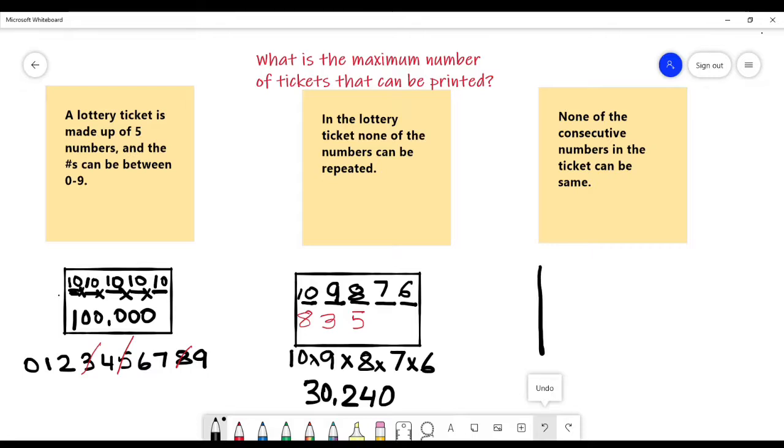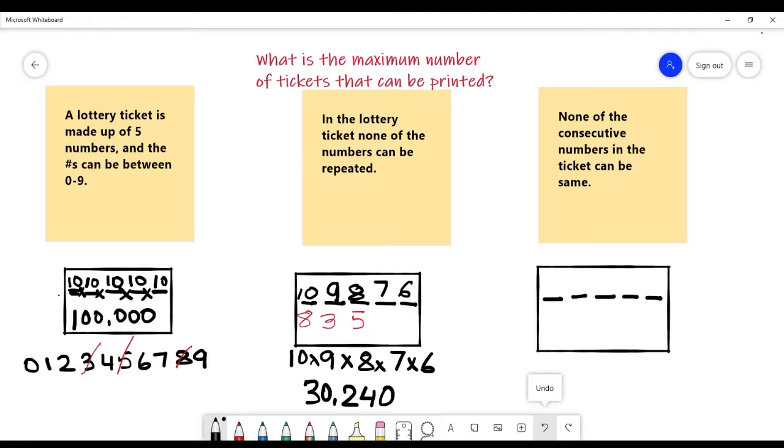Let's draw our lottery ticket. Again, we have 1, 2, 3, 4, 5 slots. Now, it says none of the consecutive. So keyword consecutive. What does consecutive mean? Next to each other. That means whatever I put here, I cannot put here.